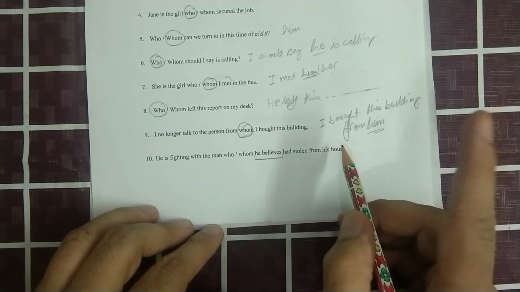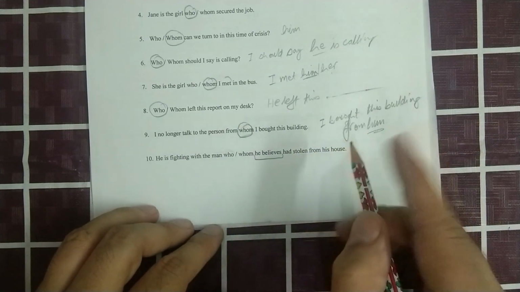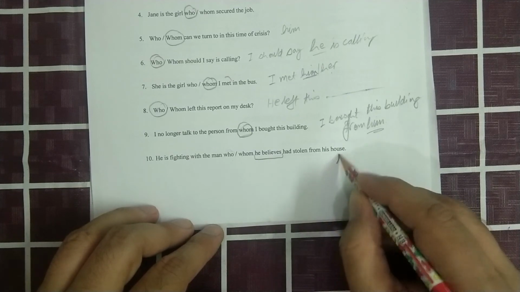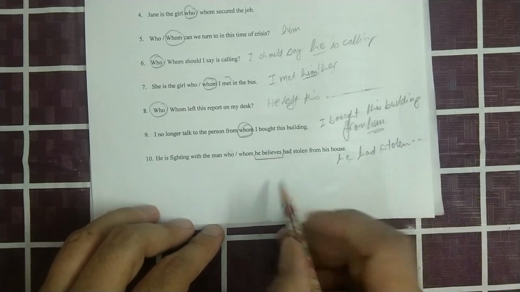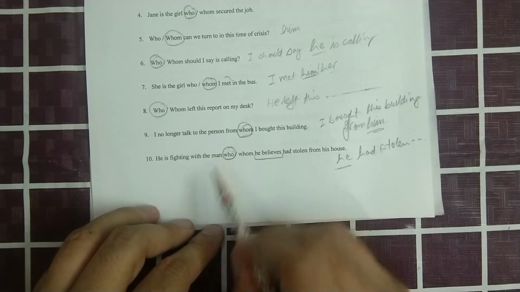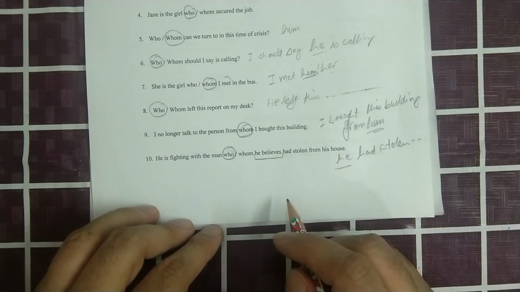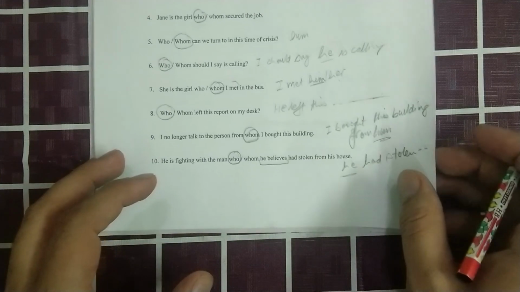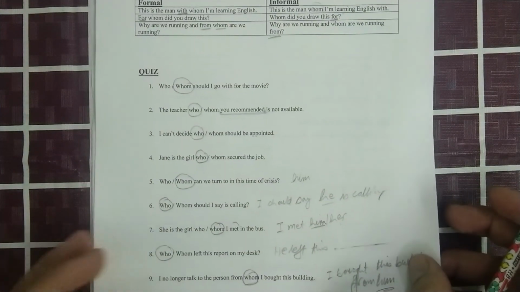So he had stolen from his house. If you put he instead of who, he had stolen from his house. So it means he means who. So who is correct. He is fighting with the man who he believes had stolen from his house. So I hope that everything is clear to you now, and it was not so difficult for sure.